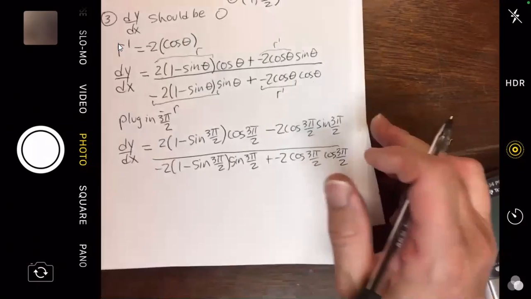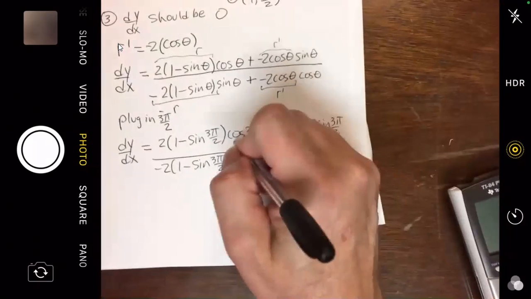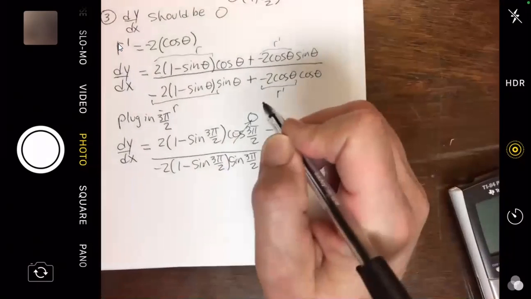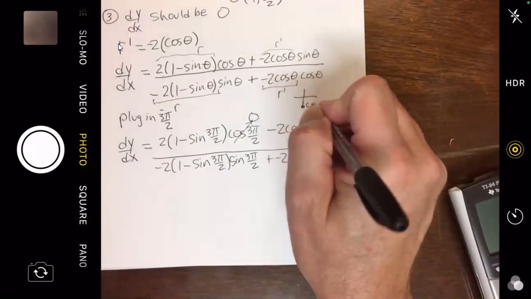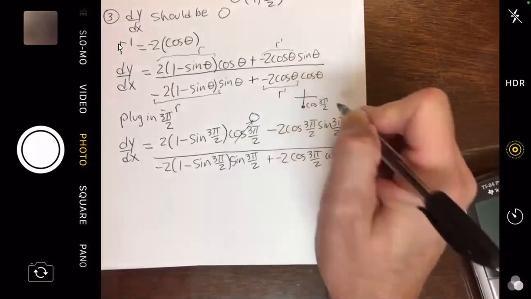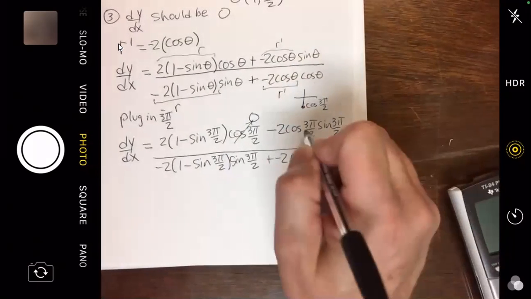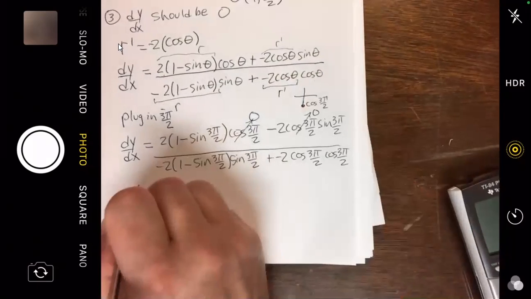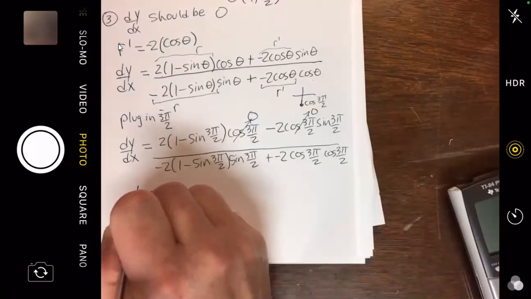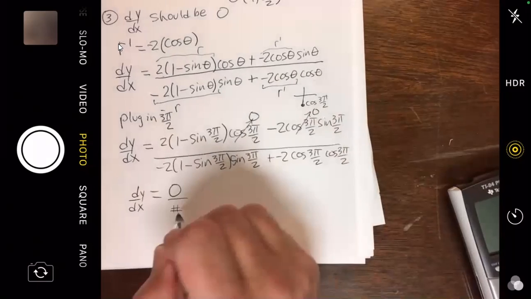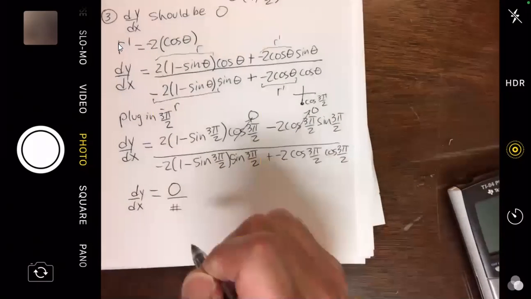Okay, cosine 3 pi over 2 is 0. Remember at 3 pi over 2, you're down here. Cosine 3 pi over 2 equals 0, and you've got 1 here. So your top is 0. dy/dx is 0 over whatever this is. I hope that's not 0. Should we check for that?